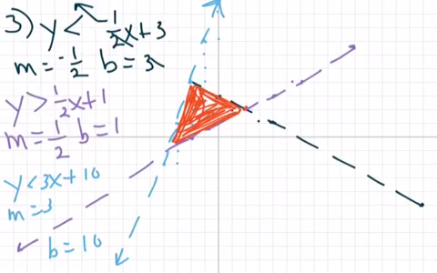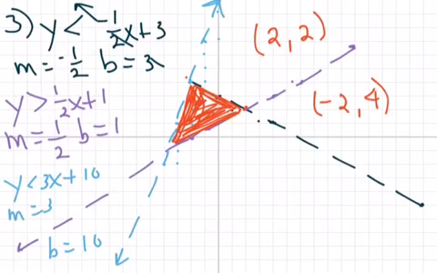So this one is right 2, up 2, so that would be the point 2, 2. This one is left 2, up 1, 2, 3, 4. So left 2, up 4. Then this point is 1, 2, 3, 4, left, and down 1.